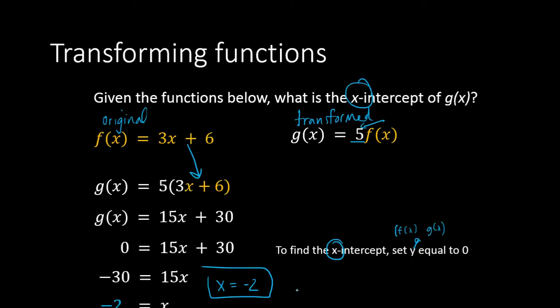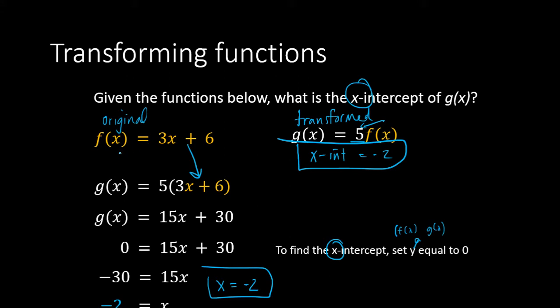So my x-intercept is negative 2. So if my x-intercept is negative 2 in my transformed function, do you think it'll be the same in the original function? Let's find out really quickly.